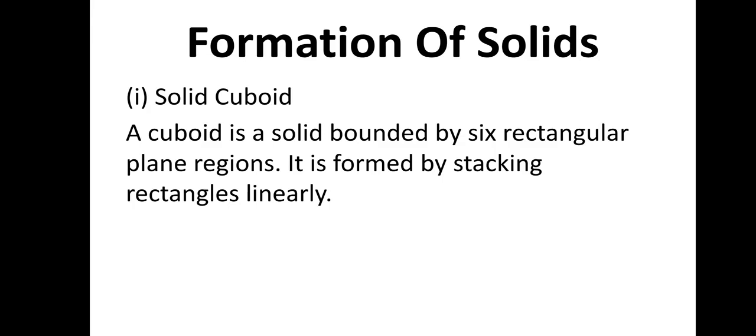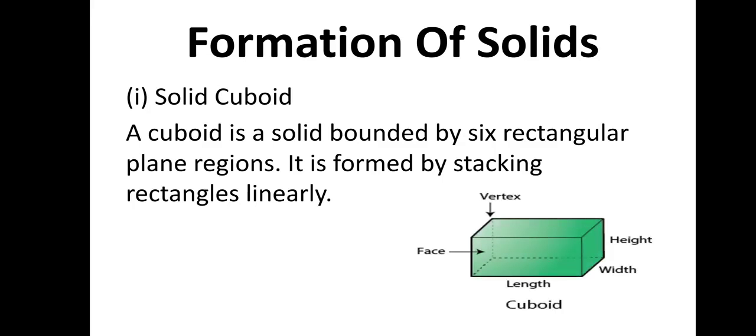It is formed by stacking rectangles in a linear manner. If I keep on stacking the rectangles, I will be able to get a solid cuboid which will be bounded by 6 rectangular plane regions. This is one example. Another example is of a solid hexagonal prism.